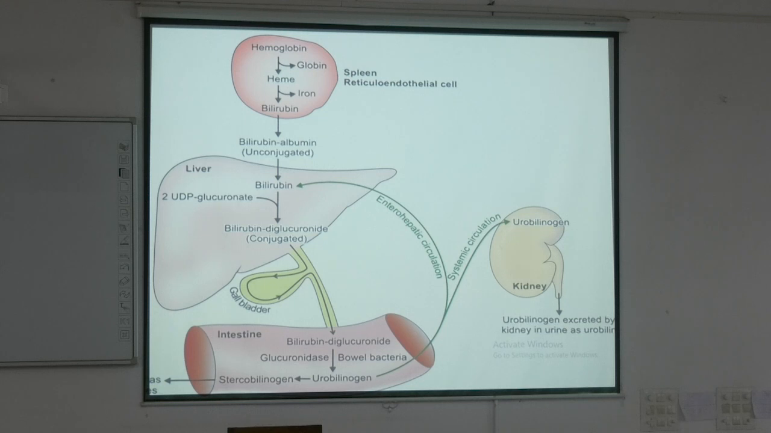The unconjugated molecule is formed from hemoglobin; breakdown of hemoglobin occurs, forming bilirubin, and this bilirubin goes for further metabolism, enters the liver by facilitated diffusion, and forms bilirubin which goes for the next step, the conjugation process.